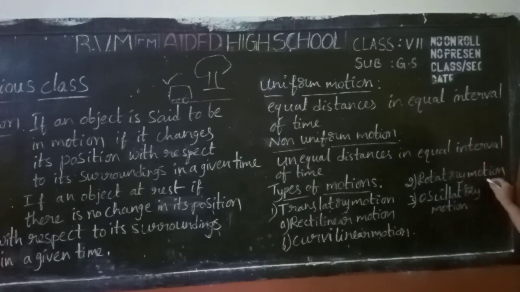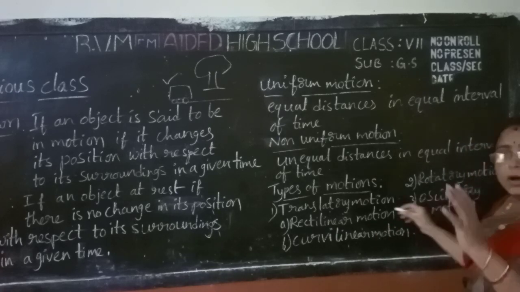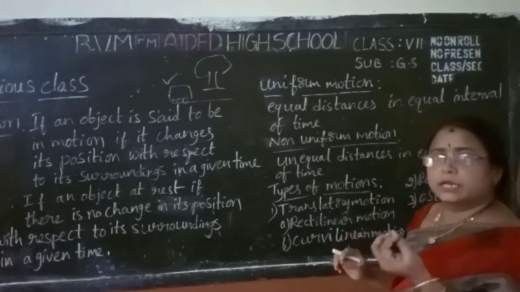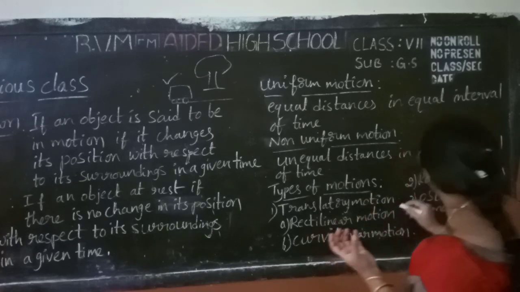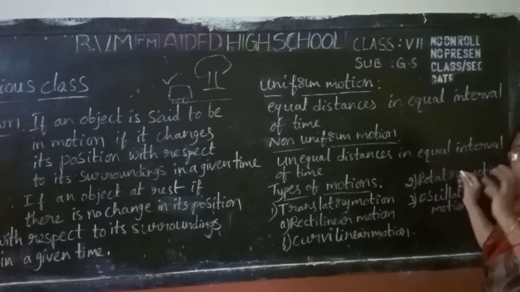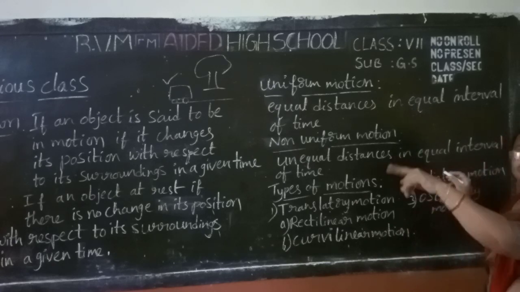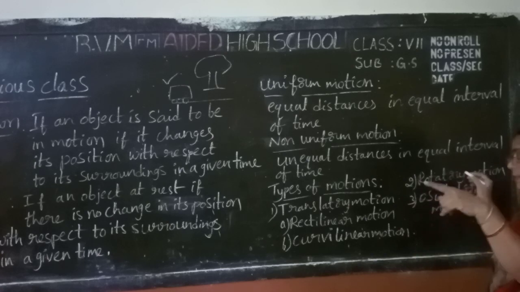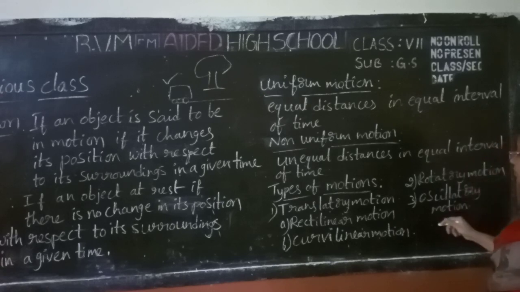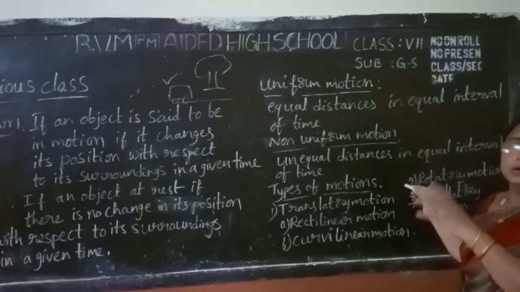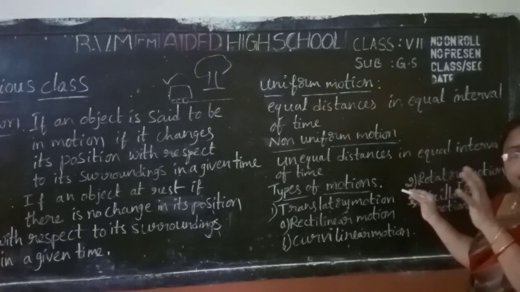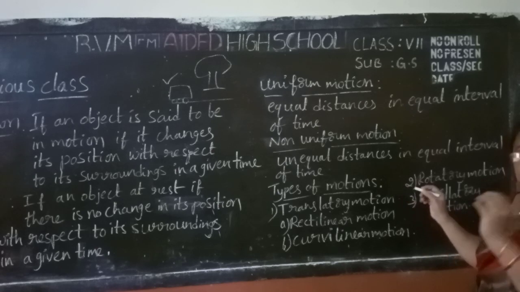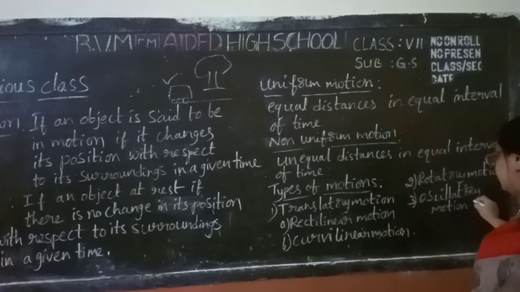Next, rotating motion. If all the particles in a moving body move in a circular path, that object is said to be in rotatory motion. What is called oscillatory motion? To and fro motion of an object that is fixed at a point and always follows the same path is said to be oscillatory motion.